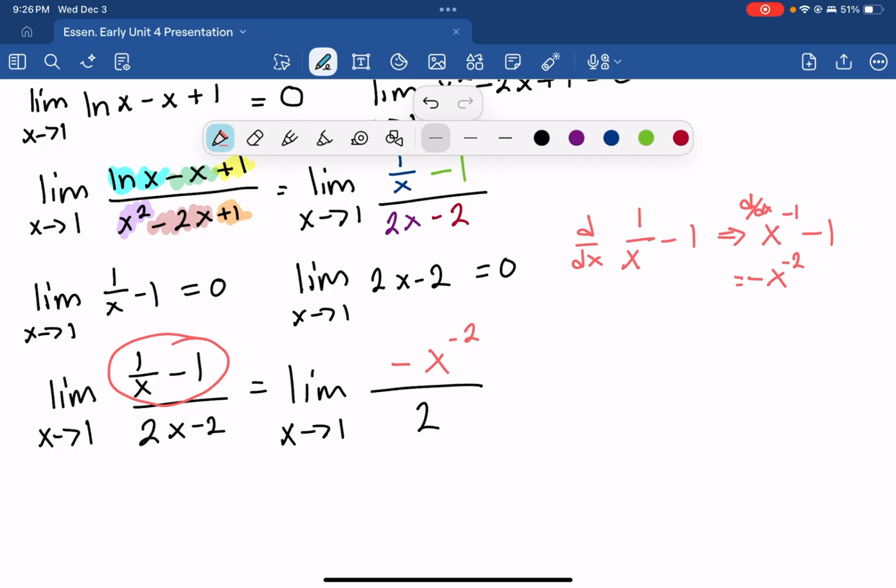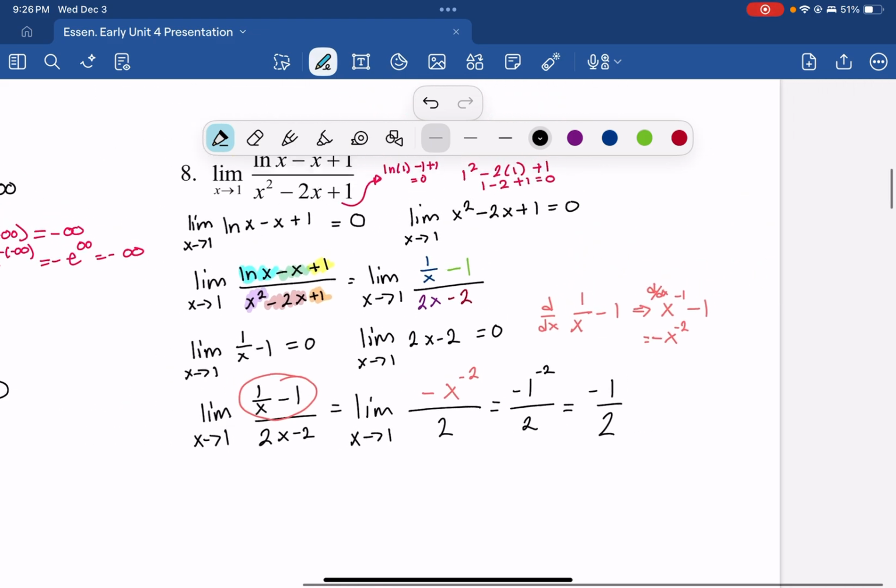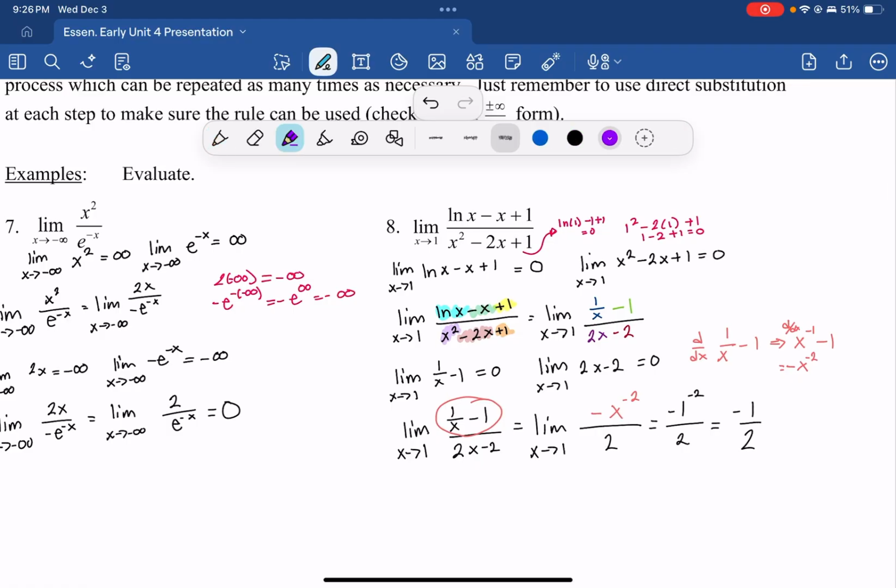Ultimately we're plugging in 1, so we don't need to rewrite all of it. Negative 1 to the negative 2 power over 2 is going to equal negative 1 half. There we go. So once again, we used L'Hopital's twice. There's our first time, there's our second time, and then we get our final answer here.